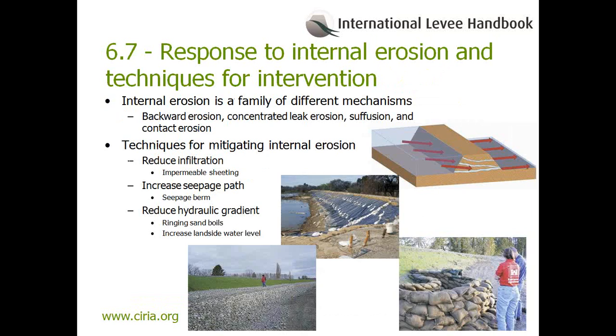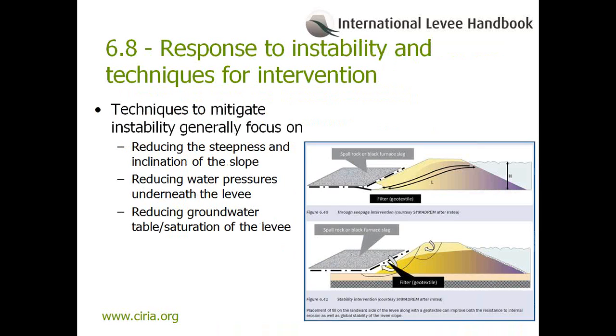Section 6.7 presents techniques for intervention in response to internal erosion. Details are given related to measures used for reducing infiltration, increasing seepage path, and reducing hydraulic gradient. Section 6.8 presents techniques for intervention in response to instability. Details are given related to measures used for reducing steepness and inclination of slope, reducing uplift pressure, and reducing saturation of the levee.